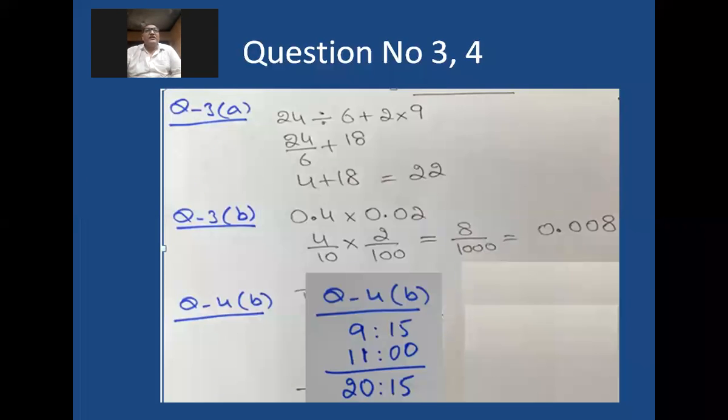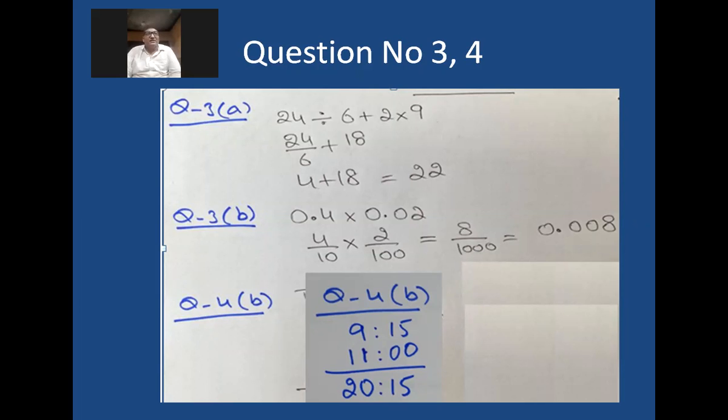Question number 3 is showing up on your screen. 24 divided by 6 plus 2 multiply 9. 24 divided by 6 is 4, and 2 multiply 9 is 18. So it will be 4 plus 18, and that will be equals to 22. So question number 3B part, 0.4 multiply 0.02.